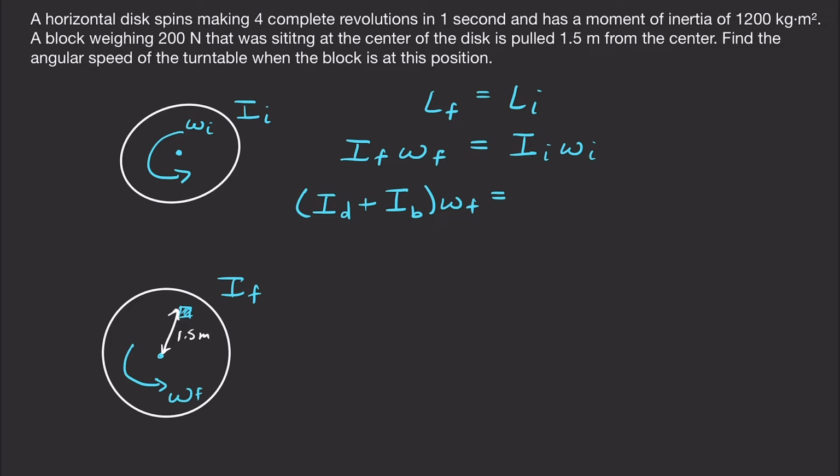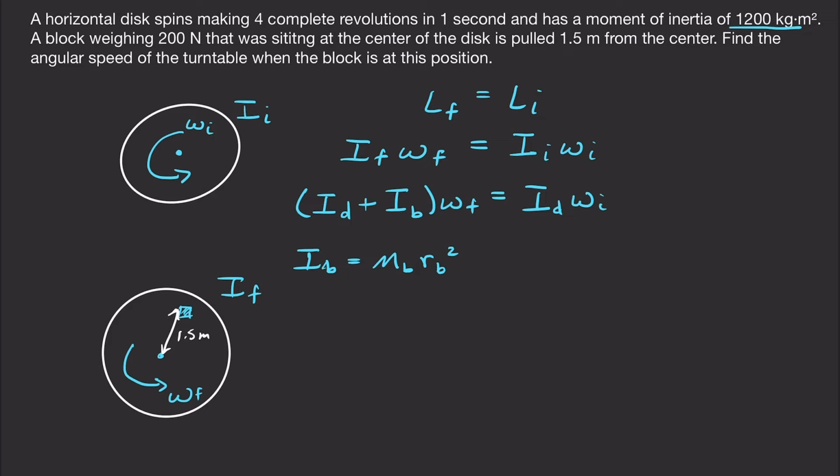And initially, the moment of inertia is just the moment of inertia of the disk times its angular velocity. So we know what the moment of inertia of the turntable is. It was given to us, 1,200 kilogram meters squared. And then the moment of inertia of the box is just an object, kind of like a particle that's some distance away. So it's just going to be mr squared. So the block will just be the mass of the block times its distance away squared.